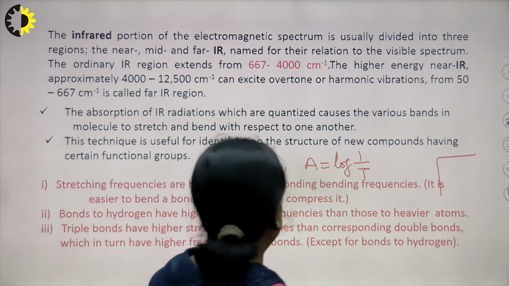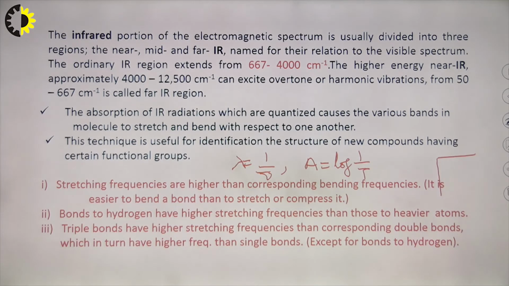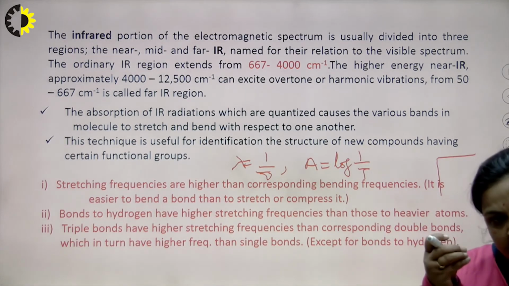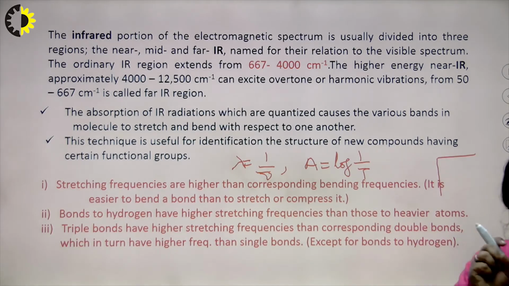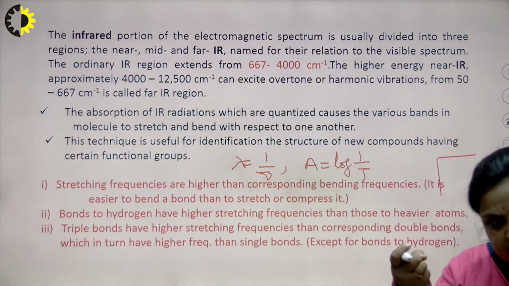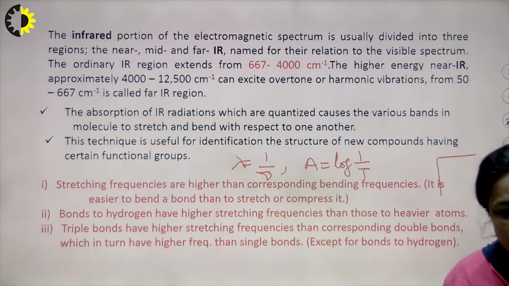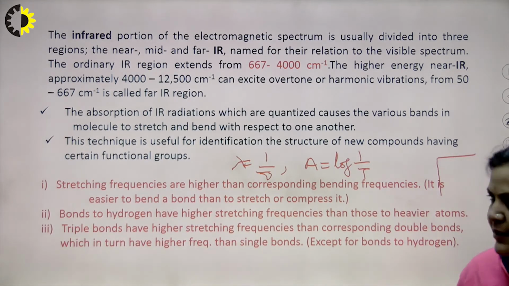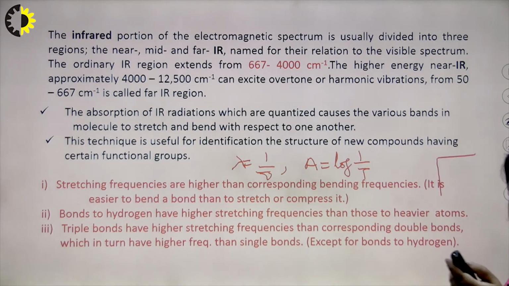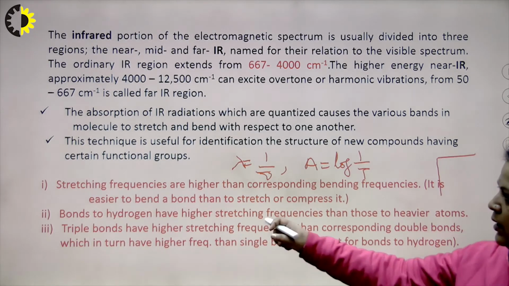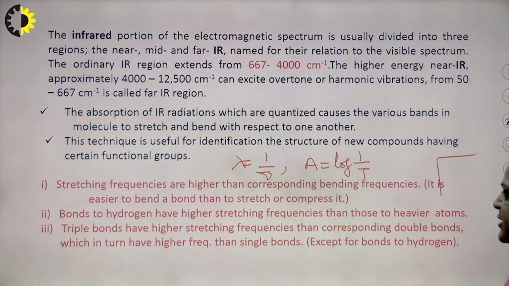The stretching frequencies are higher than bending frequencies. If we take a spring and stretch it, we can easily see that for stretching, a higher amount of energy is required, and that is why stretching frequencies are observed at higher frequency as compared to bending frequency. Bonds to hydrogen have higher stretching frequency than those of heavier atoms. I will discuss this point.